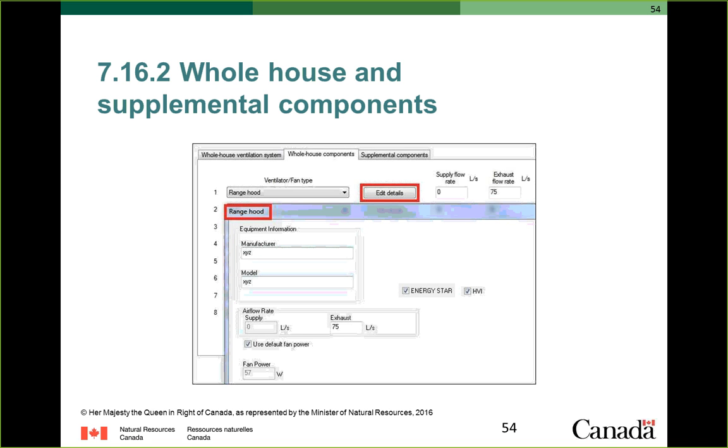If a range hood, bathroom fans, or other fans are not part of the whole house ventilation system, they are to be modeled in the Supplemental Components screen. In the Supplemental Components screens, only model up to one range hood and two bathroom fans and the actual number of utility fans as was assessed. For all ventilation systems, enter the fan flow rate if known, otherwise default values may be used.